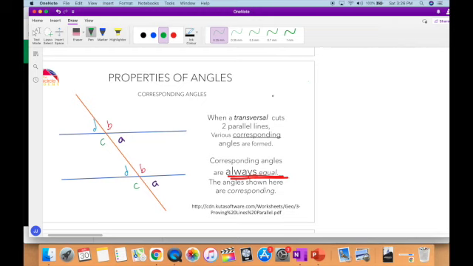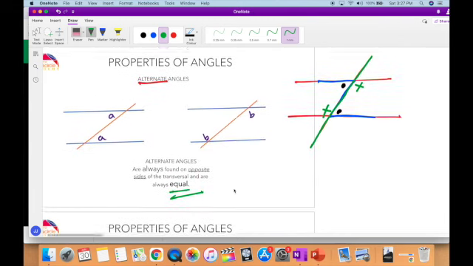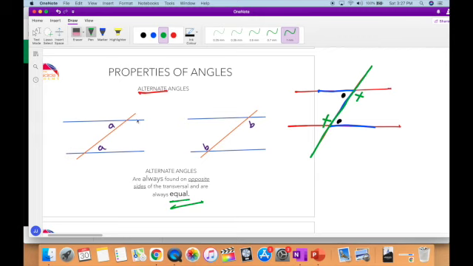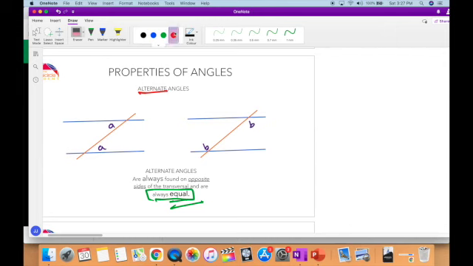Corresponding angles, we already spoke about it, if they're on the same side of the X. So look at where this C is, and look at where this C is. They're on the same side of the X. So once they're on the same side of the X, they are corresponding, and corresponding angles are always equal. Always. Then we spoke about alternate angles. Alternate angles are on opposite sides of the transversal, and they are always equal as well.